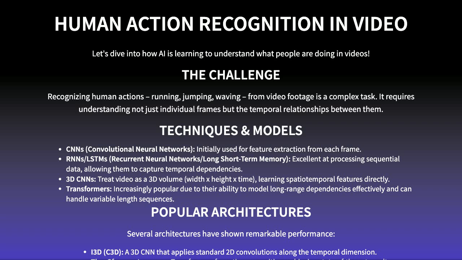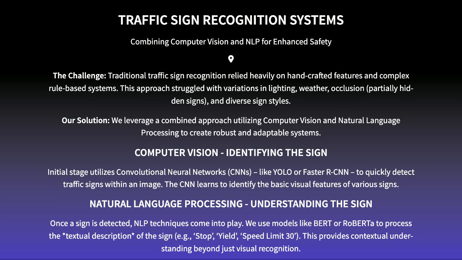Recurrent neural networks like LSTMs are great at handling sequences, and 3D CNNs treat a video as a three-dimensional volume, essentially learning how things move in space and time simultaneously. More recently, transformers have emerged as a powerful tool for action recognition, offering even better ways to understand long-term dependencies within the video. We've seen some really impressive architectures like I3D, which builds on 2D CNNs, and TimeSformer, which uses transformers.